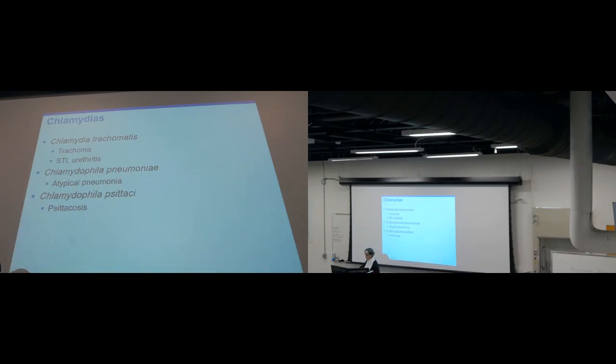Now, chlamydia are bacteria that live inside cells, so it's an intracellular parasite. We have different species that are important. For instance, we have Chlamydia trachomatis that causes trachoma, also causes sexually transmitted infections and urethritis. This one is the number one cause of STDs in the United States.